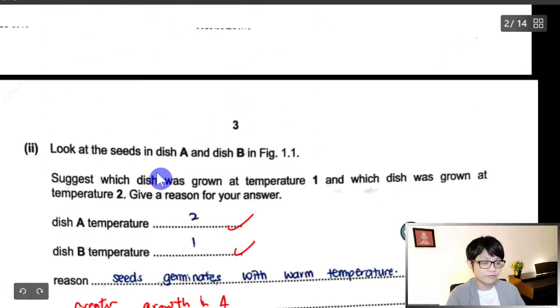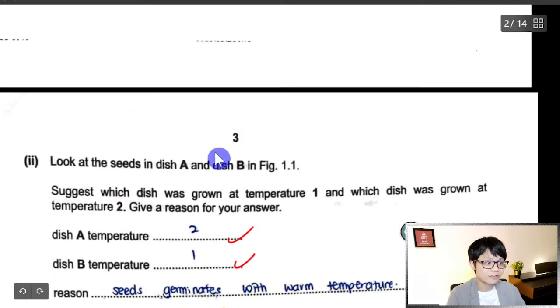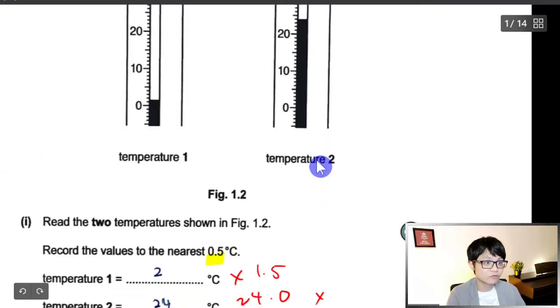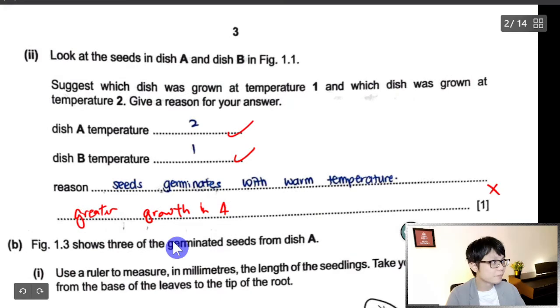Look at the seeds for dish A and B. Suggest the dish in the temperature which had grown. Give a reason. Okay, so obviously the student wrote 2, 1, because at temperature 2 the seed grew, and this one doesn't grow. Give a reason. The reason is greater growth in A. The student didn't get any mark, because this is just 1 mark. If you got one part correct and one wrong, you don't get any mark.